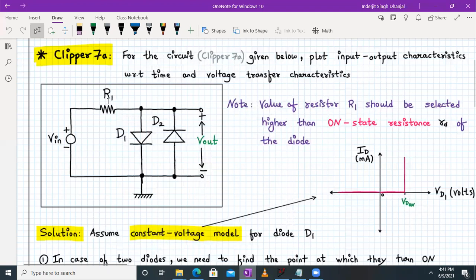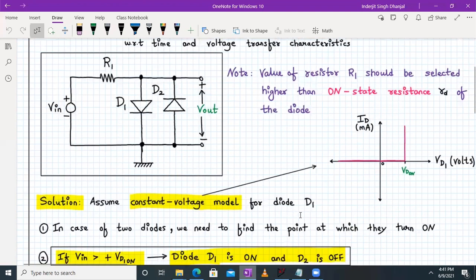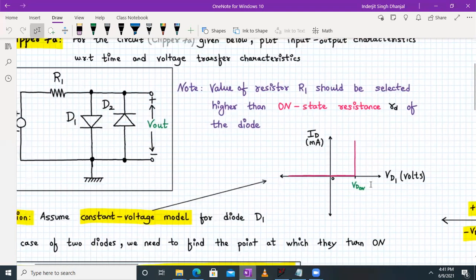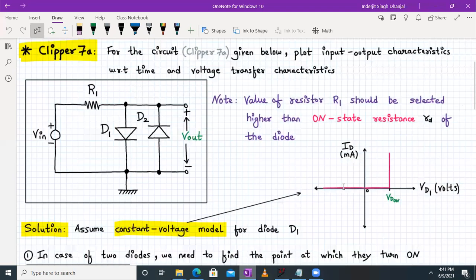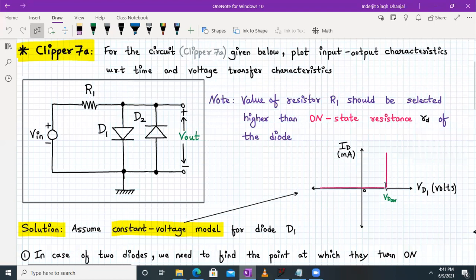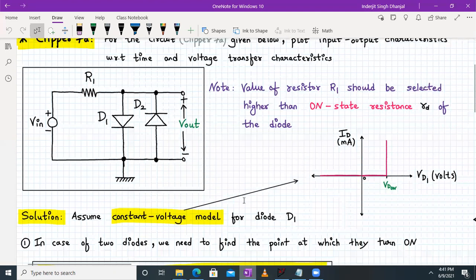The resistor R1 is connected in the circuit to limit the current flowing through the diode, and we are assuming a constant voltage model for the diode. That means the diode will be on whenever the voltage across it is around VD on value, that is around 0.7 volts for a silicon diode. If it is greater than VD on, the diode is on and the current will increase sharply, but the voltage is constant. Whenever the applied voltage across the diode is less than VD on, the diode will be off. This is the constant voltage model for the diode.